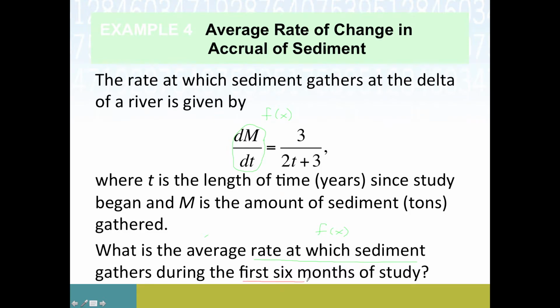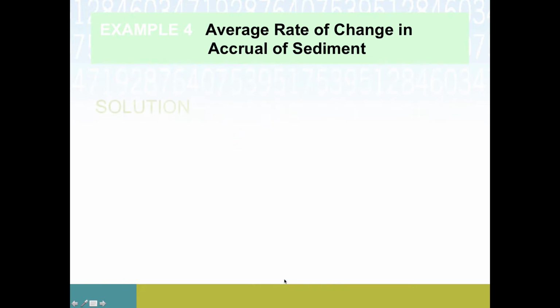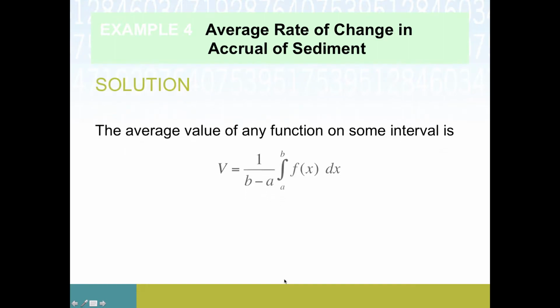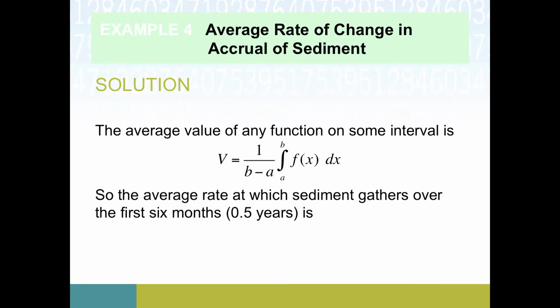So A and B. That's what this is helpful for. And really, if you look back at our definition, that's all the stuff we need. We needed to know the length of the interval, and we need to know a function that we want to take the average of. So average value for any function, again, just reiterating that definition from a couple of slides ago. So the average rate, okay, so first 6 months, I guess we have to be careful. X was in years. So the first 6 months would be 0.5 years. And so there's our A, because we're looking from now until half a year from now.